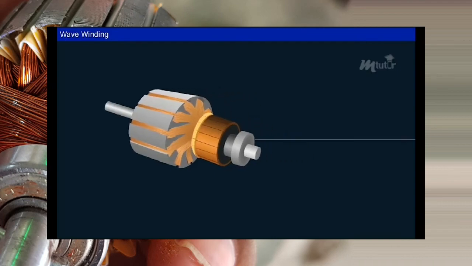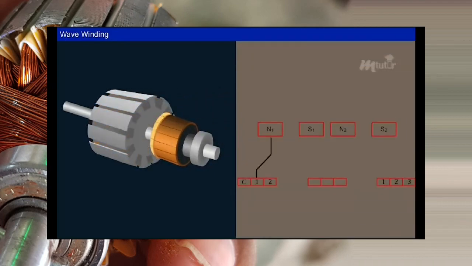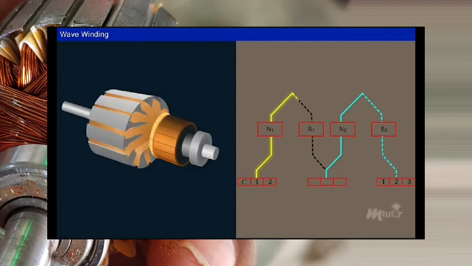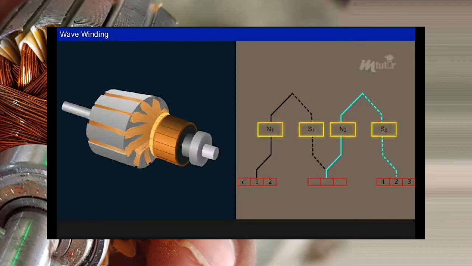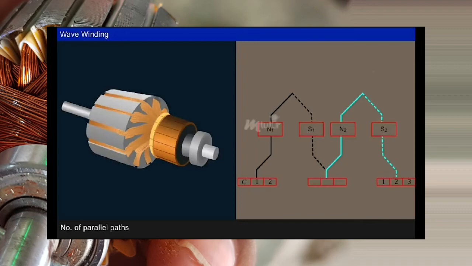Now, we shall learn about wave windings. In this type of winding, the completing end of a coil is connected to the starting end of another coil under a different pole pair, moving ahead, avoiding overlapping. This process continues for the remaining coils. The appearance of this coil winding resembles that of a wave, and hence the name wave winding. Here, regardless of the number of poles, the number of current paths or parallel paths is always equal to 2.